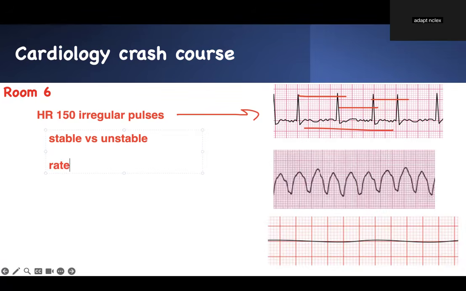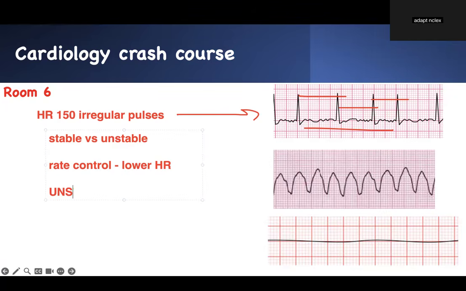I need to do rate control. And what kind of rate control? Medication, anything that can lower the heart rate, anything at all. It does not matter whether it's the beta blocker, calcium channel blocker, or amiodarone, you can give it to this patient to lower their heart rate.